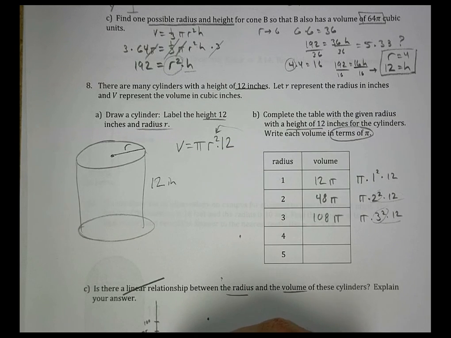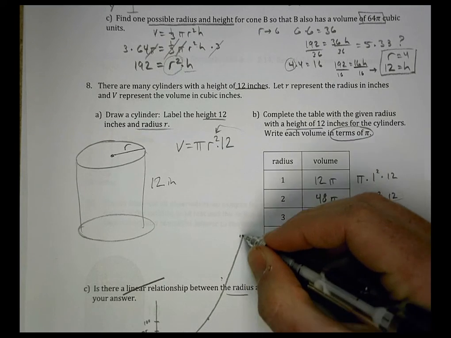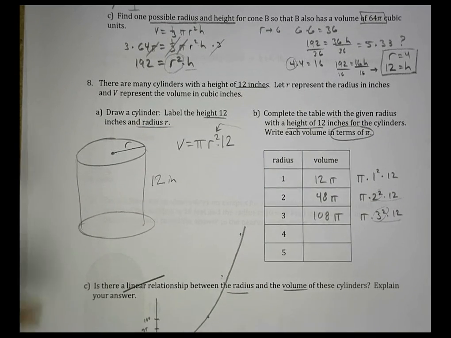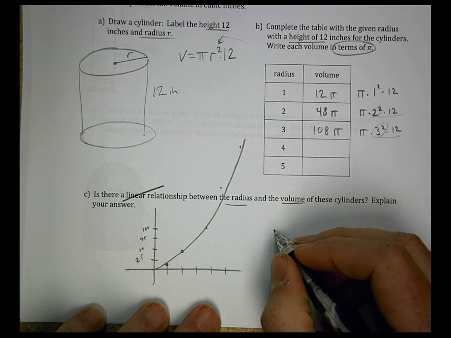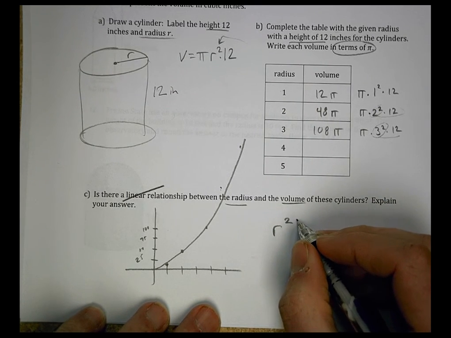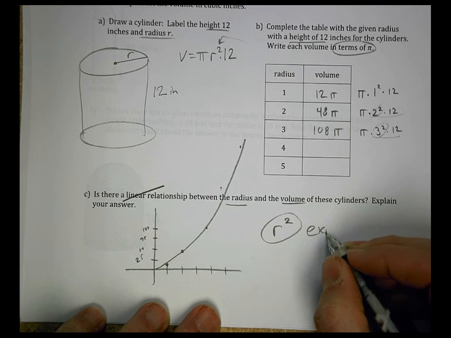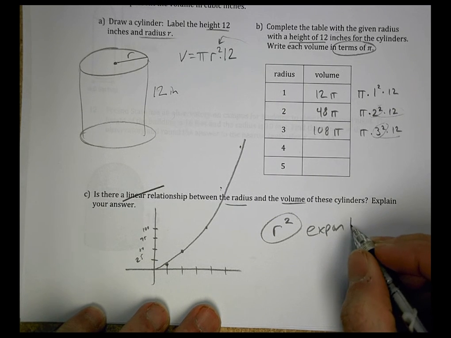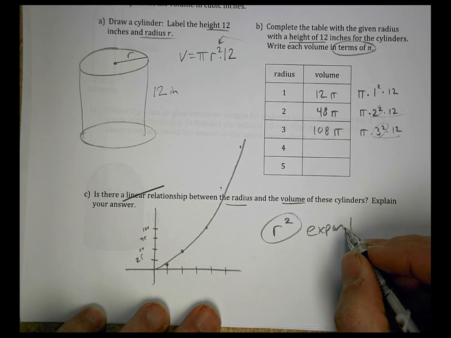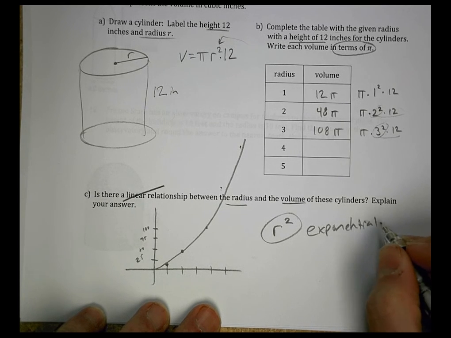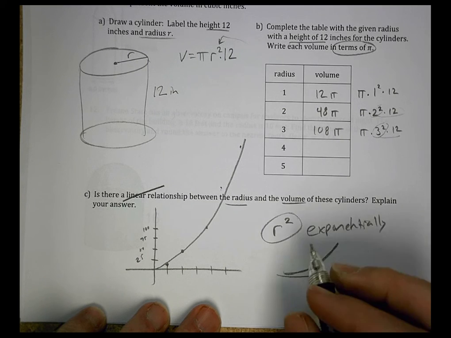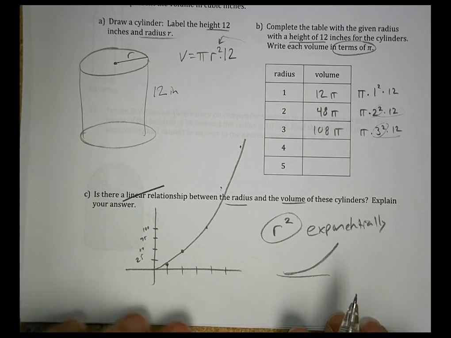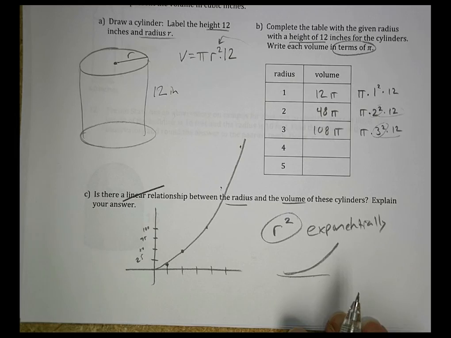So you're actually going to end up with something that looks a little bit more like this. It's not going to be a straight line. And the reason for that is we are looking at the radius squared. When we square a value, it's growing exponentially. So it's going to be more of a curve there. It's not linear because of the squaring that's happening there. So we would say it's not linear, and that's all we would do for that one.